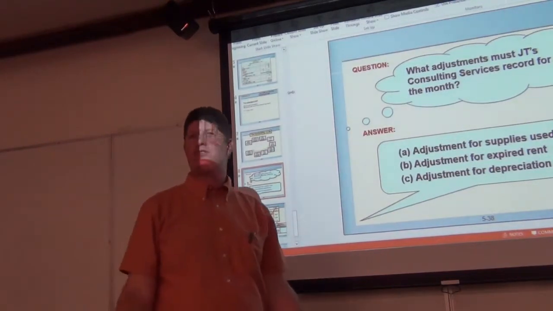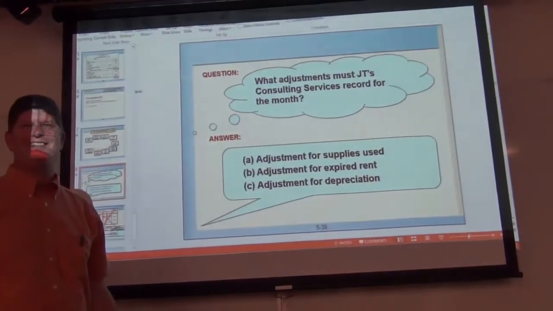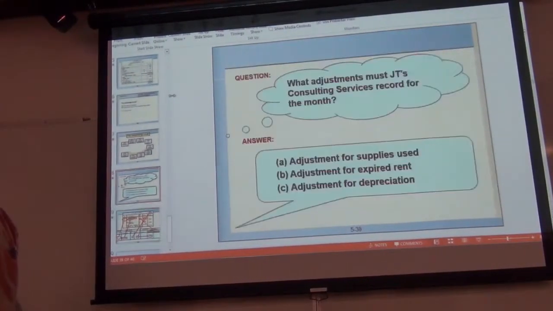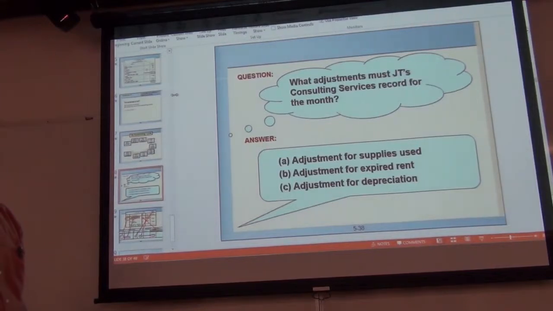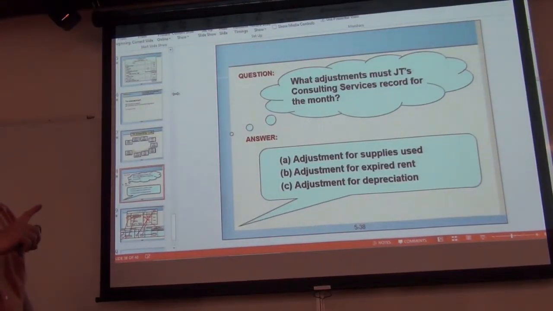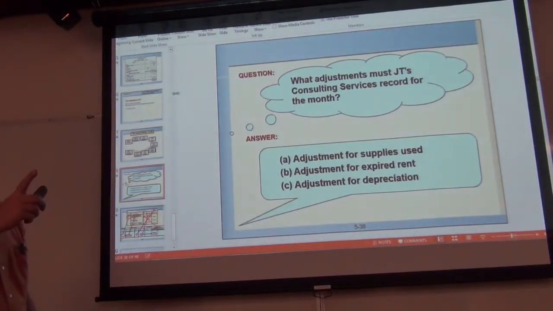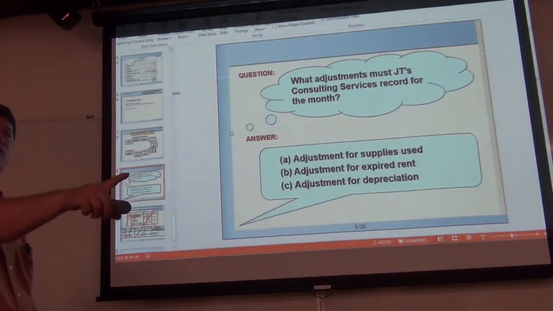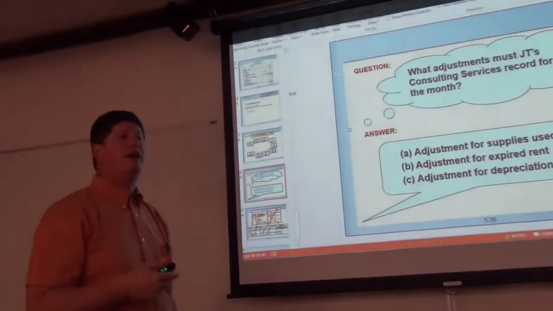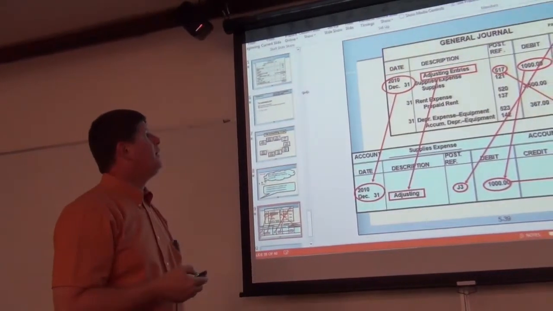Okay? Other questions? If you're saying in the general journal, you're going to put A, B, and C? Yeah, because in the book it doesn't show that. We're going to reference each one. I'll show you here in a second as the example comes up.